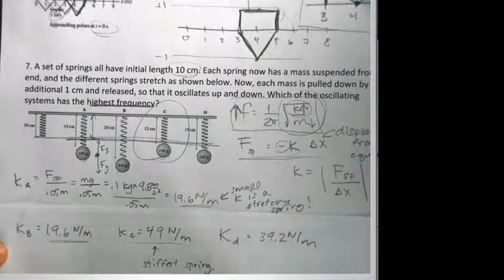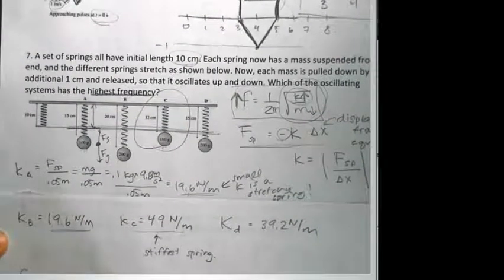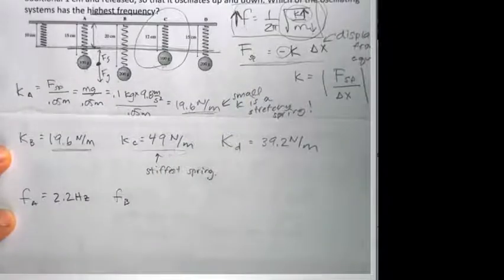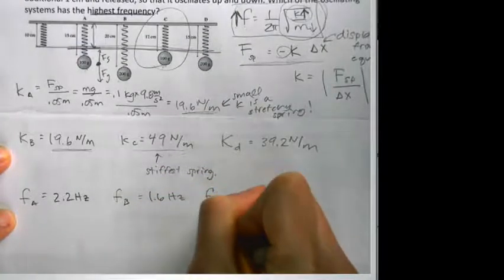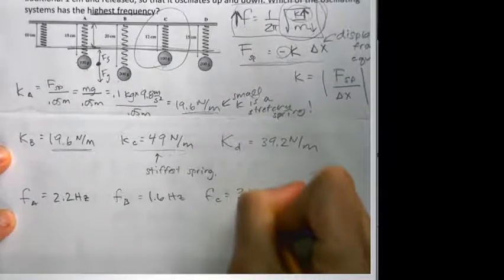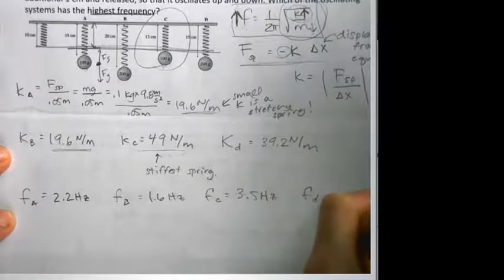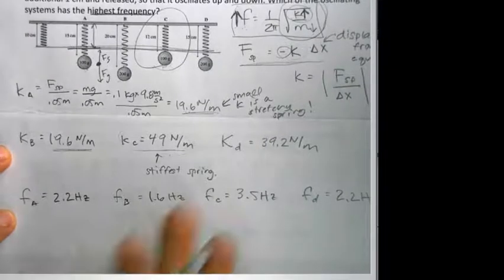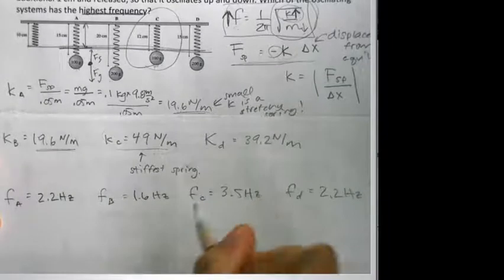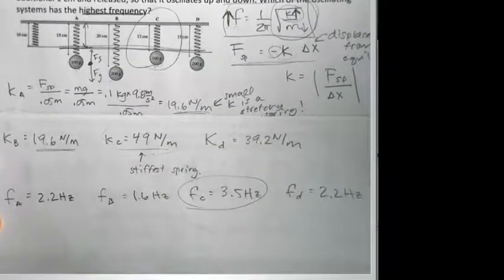I think when I actually went through and calculated these, I had that FA was 2.2 hertz. So that's 2.2 cycles per second. FB is 1.6 hertz. FC is 3.5 hertz. FD is 2.2 hertz. So there you go. This one was the largest frequency, so it goes up and down the fastest when it bounces.